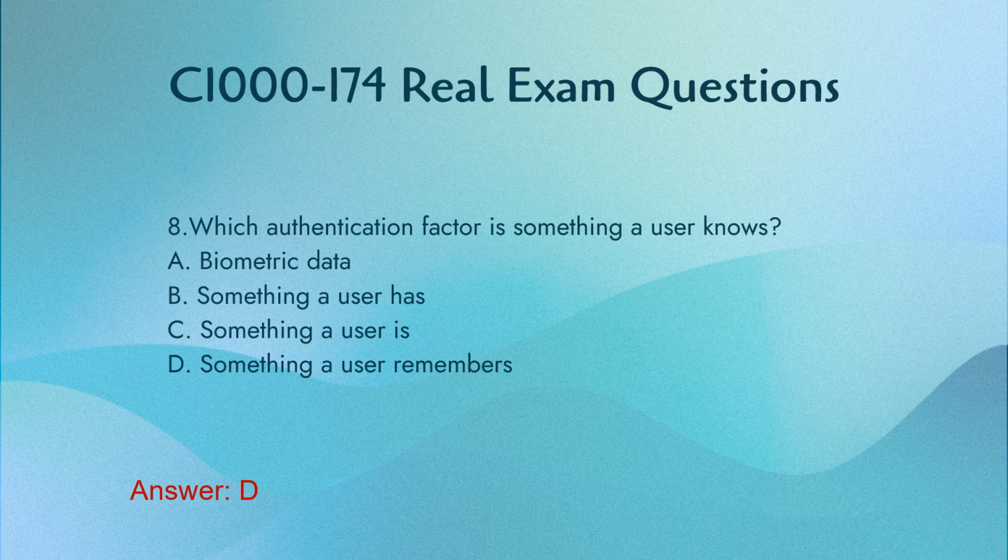Which authentication factor is something a user knows? A. Biometric data. B. Something a user has. C. Something a user is. D. Something a user remembers.